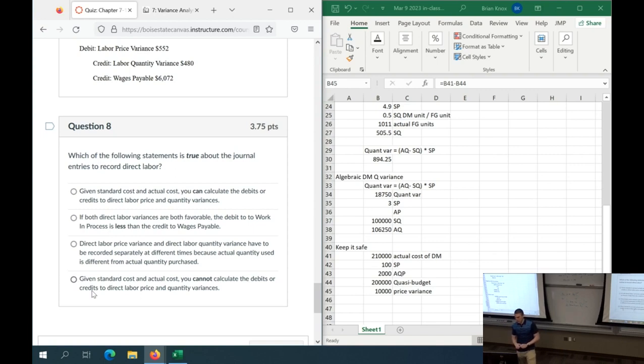I think that might be the only holdover conceptual question from back when I was thinking I'll have some conceptual questions and some calculating questions. It just works better in this class to test the concepts by making you calculate based on the concepts. It just seems to work out better. So yeah, given standard cost and actual cost, you cannot calculate.